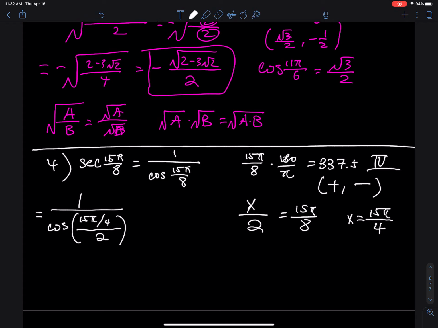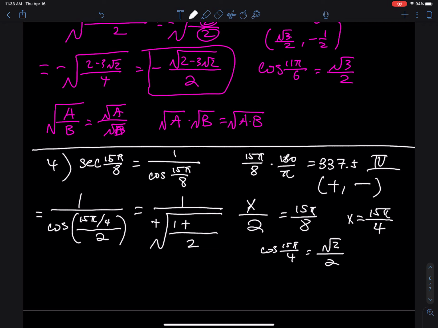So that means you have to deal with the 15 pi over 4, because 1 divided by this is a plus, right? X is positive. You have 1 plus cosine 15 pi over 4 divided by 2. So cosine 15 pi over 4, look at your unit circle. Did you get that? So that is root 2 over 2.